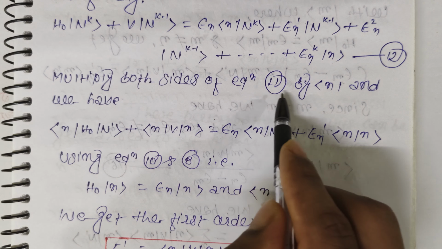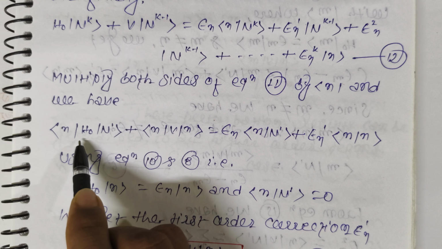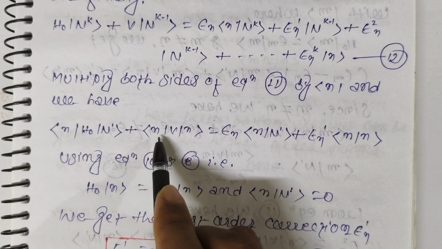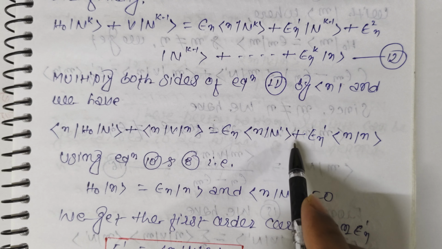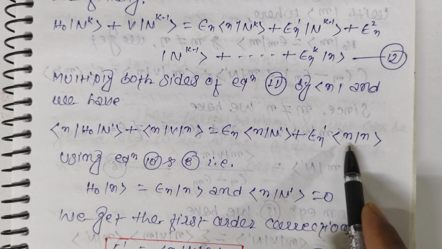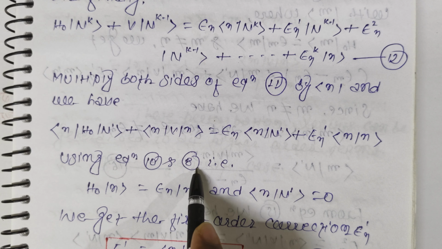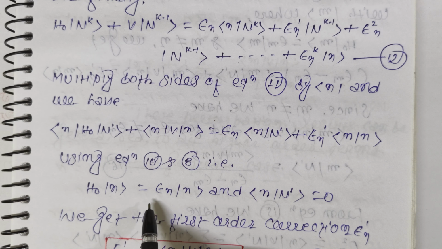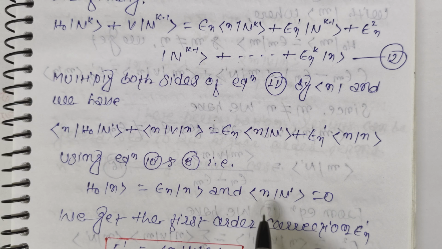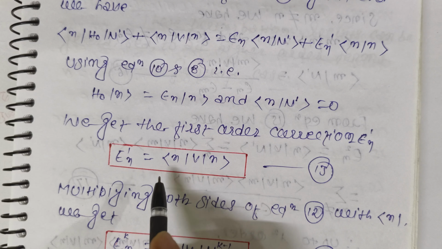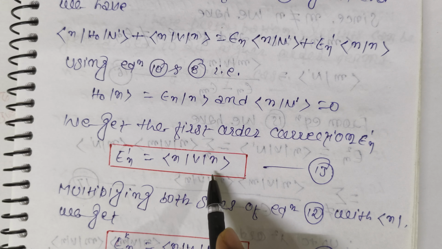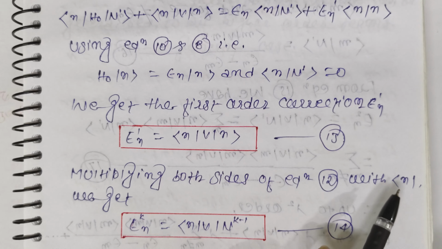Multiply both sides of equation 11 by <n| and we have <n|H naught|n1> plus <n|V|n> is equal to En <n|n1> plus En1 <n|n>. Using equations 10 and 8, that is, <n|H naught is equal to En <n| and <n|n1> is equal to 0, we get the first order correction En1. En1 is equal to <n|V|n>. This is equation 13, friends.